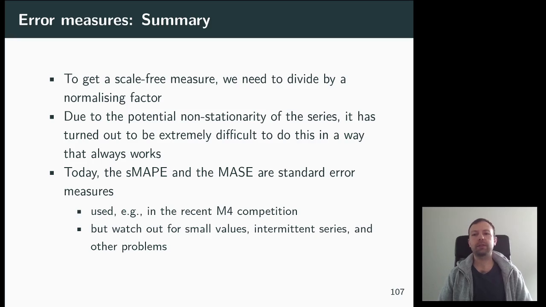Yes. So just to sum up this discussion about the error measures. To get a scale-free measure, we need to divide by a normalizing factor. And it turns out that due to the potential non-stationarity of the series, it has been extremely difficult to do this in a way that just works in any situation. So today people use the sMAPE and the MASE as standard error measures. They have been used, for example, in the recent M4 competition, but you still need to watch out for very small values, intermittent series, and a couple of other issues that we're going to discuss.